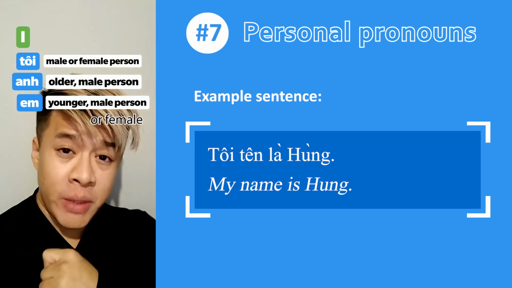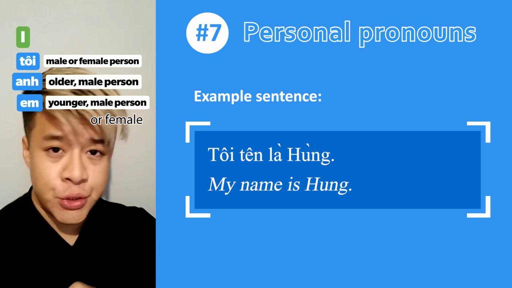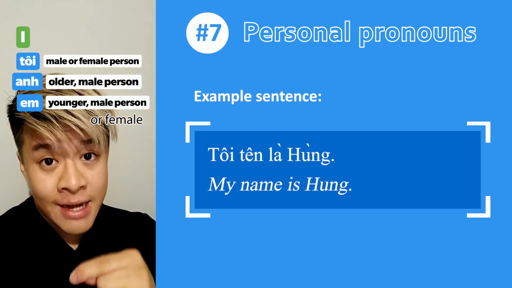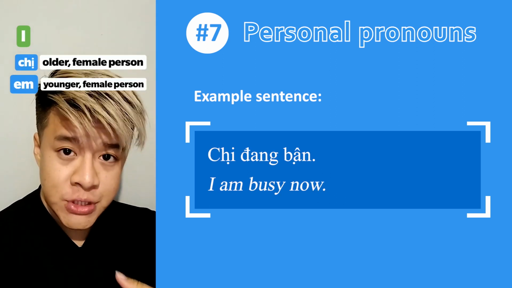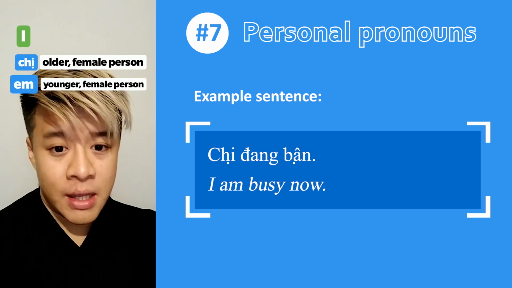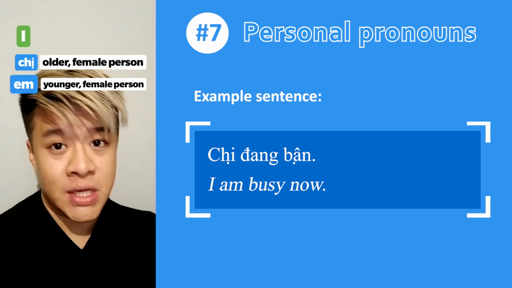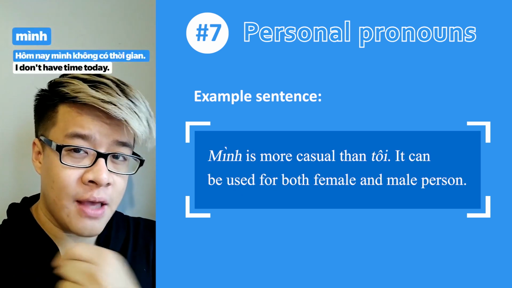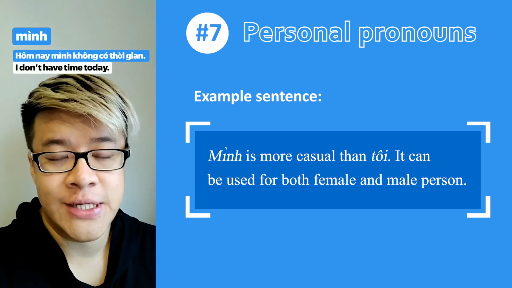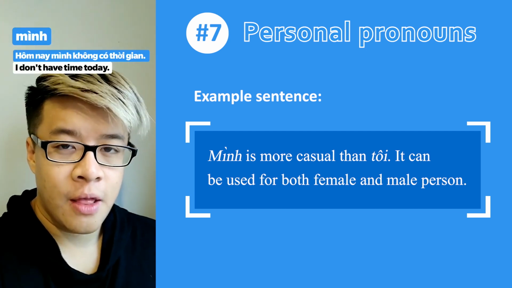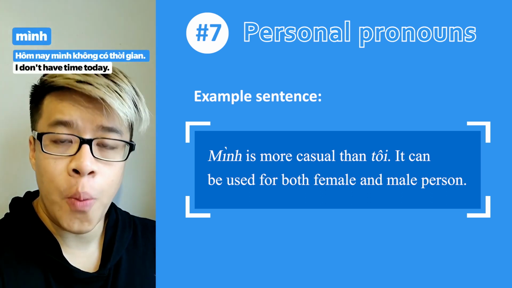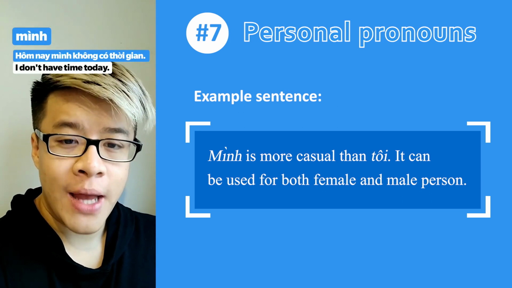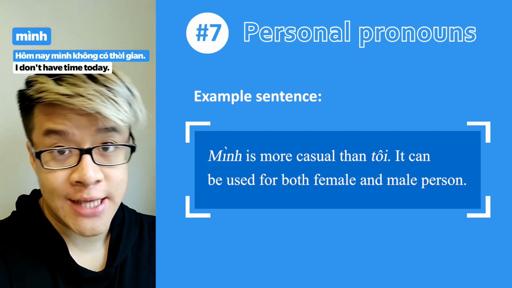Tôi. If you're a male person who is older than the person you're talking to, then you could use anh. If you're younger, you could say em. If you're the older female person, you can say chị. And if you're younger female, then you say em. Another way to say I, as in first person singular, is mình. That can be used for male or female person. For example, you could say hôm nay mình không có thời gian.